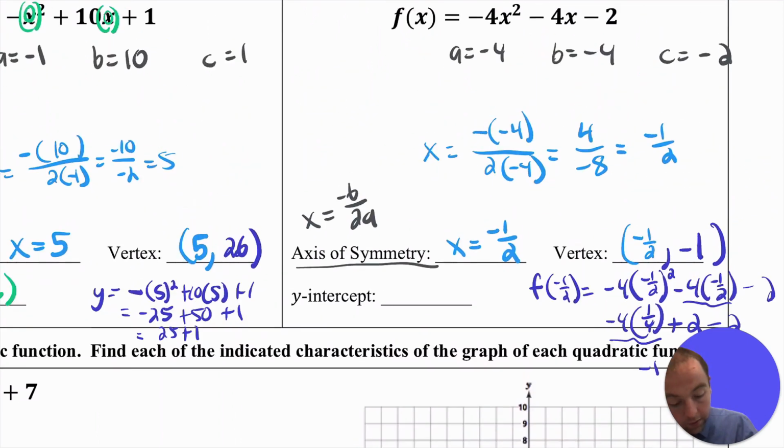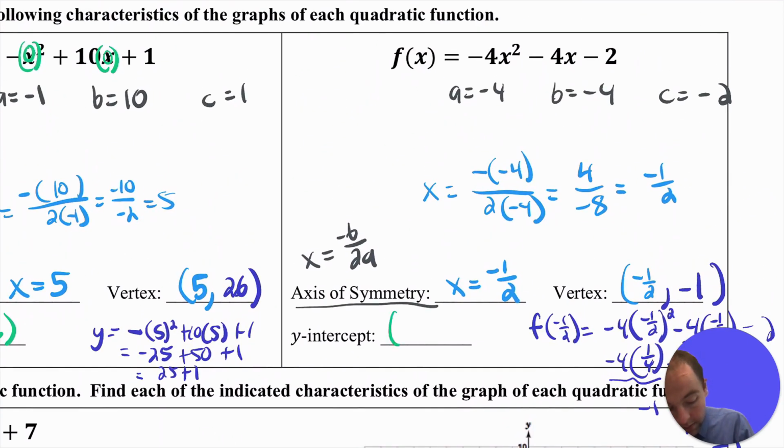And then finally, for the y-intercept of this, you can plug in a 0 for x and then solve from there. So f of 0 is, of course, just going to equal negative 2. That would be where the y-intercept for this is located.